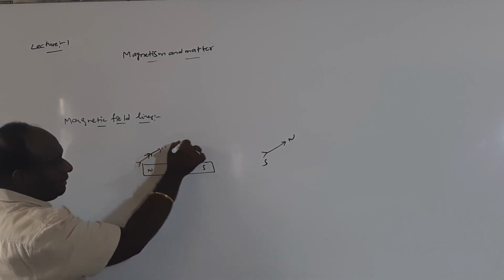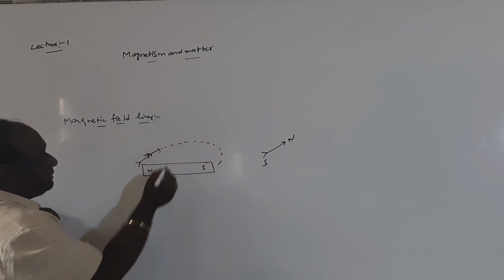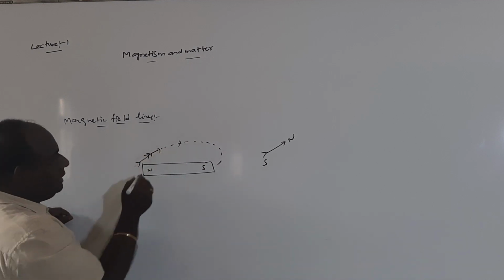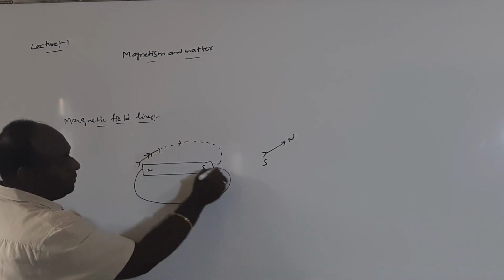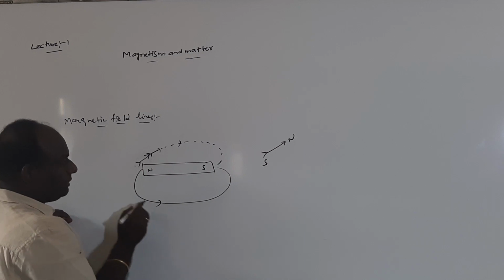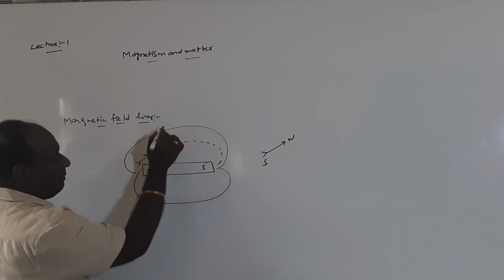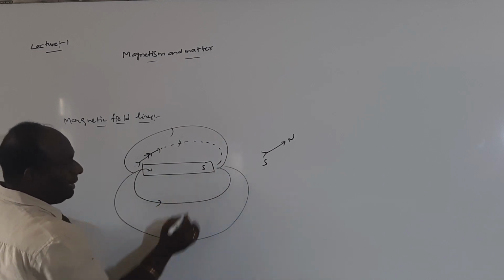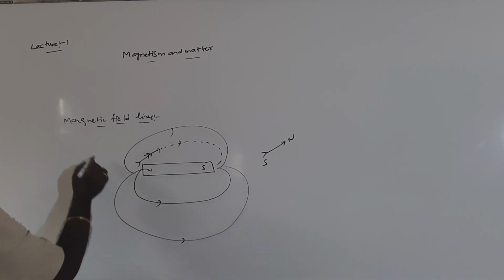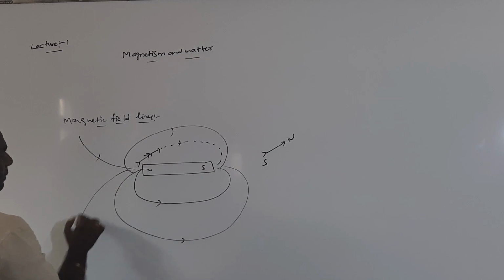So the direction in which the magnetic needle moves gives the magnetic lines of force. In the same way, if I keep it here, it will move. So magnetic lines of force start from north pole and end at south pole. The path followed by a magnetic needle in the region of magnetic field is known as magnetic lines of force.